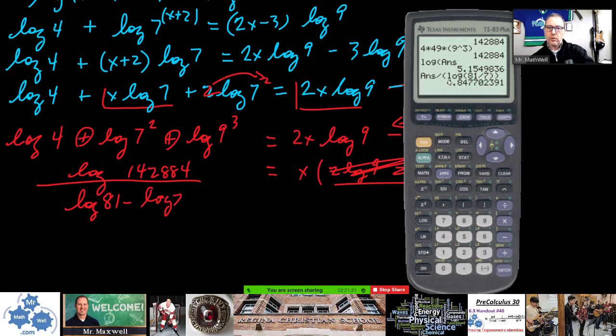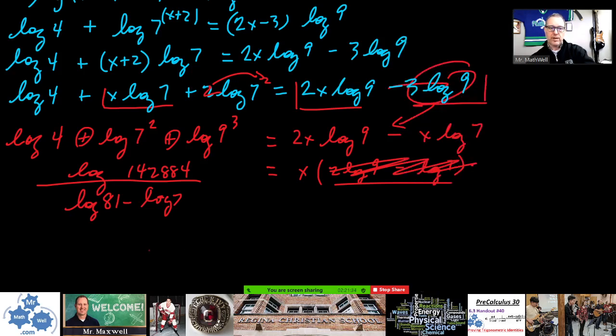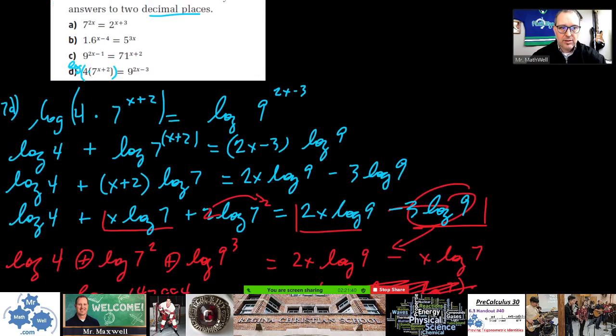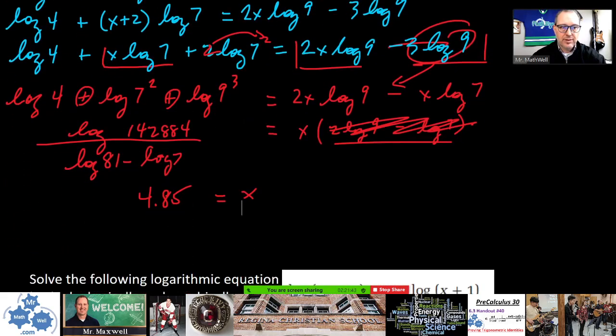Let's see what we get there. 4.84, 4.85. 4.85. Okay, so we'll just do some double checking on that. That's our tentative answer for 7D.